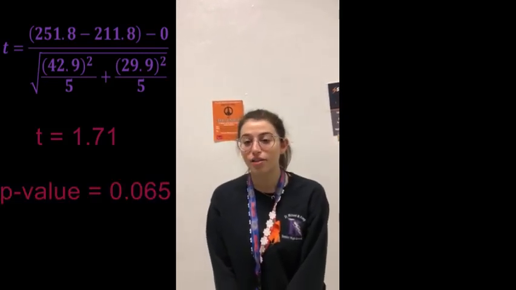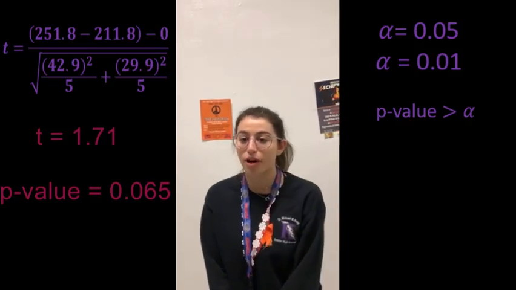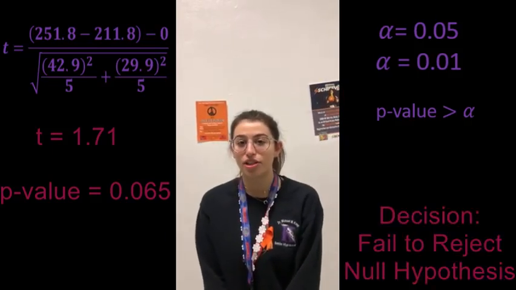Because our p-value is greater than both 0.05 and 0.01, our decision was to fail to reject the null hypothesis. We concluded that there is insufficient evidence to support the claim that there are more raisins in Kellogg's Raisin Bran than Publix Raisin Bran.